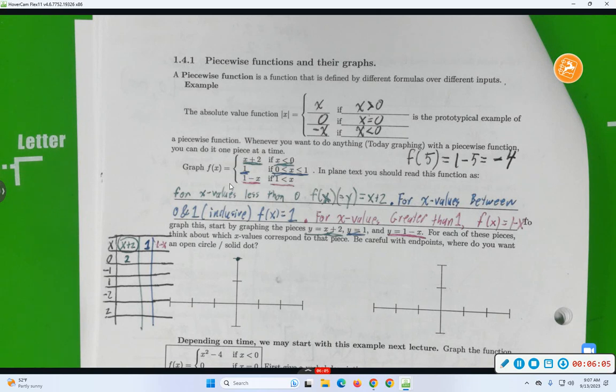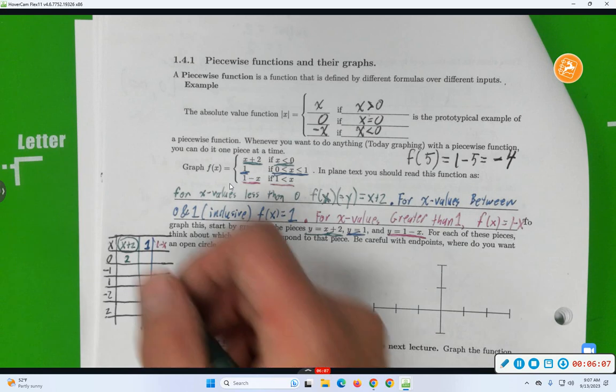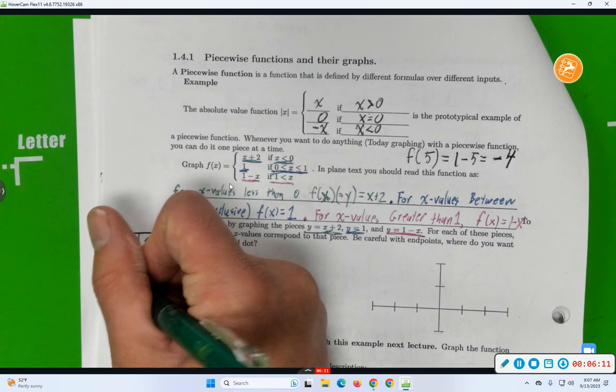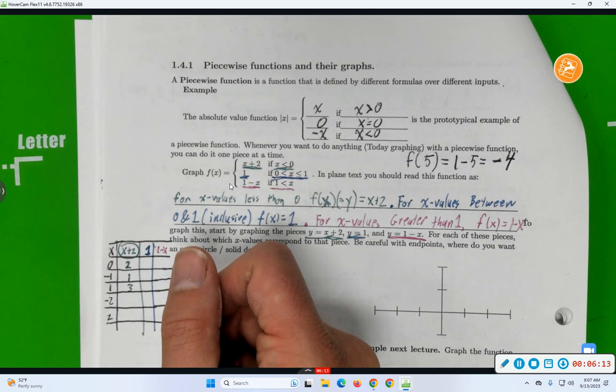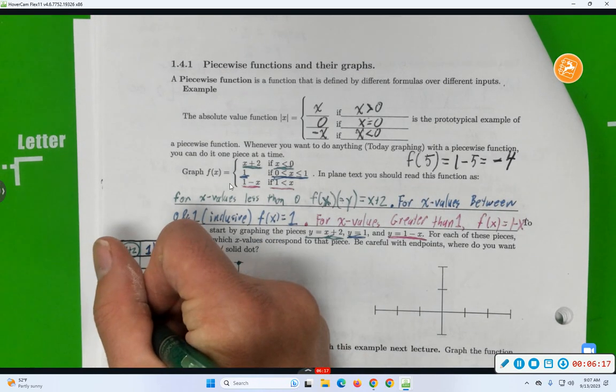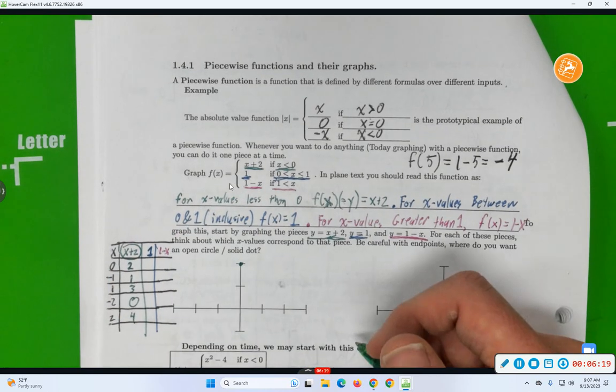-1 plus 2 is 1. Plug in x equals 1. Plug in x equals -2. Plug in x equals 2. Nice. All right, so let's just try to sketch those points.